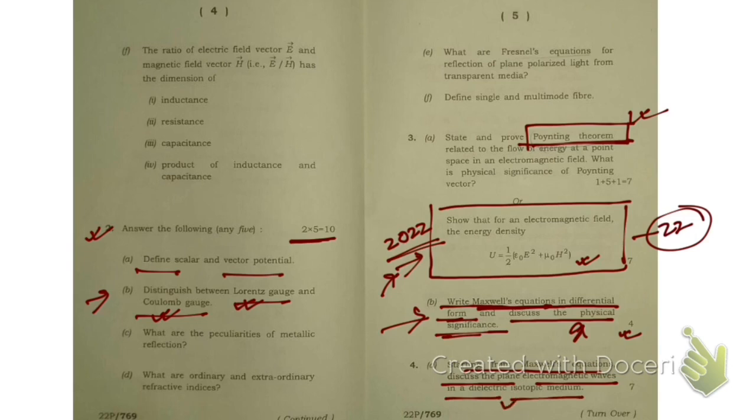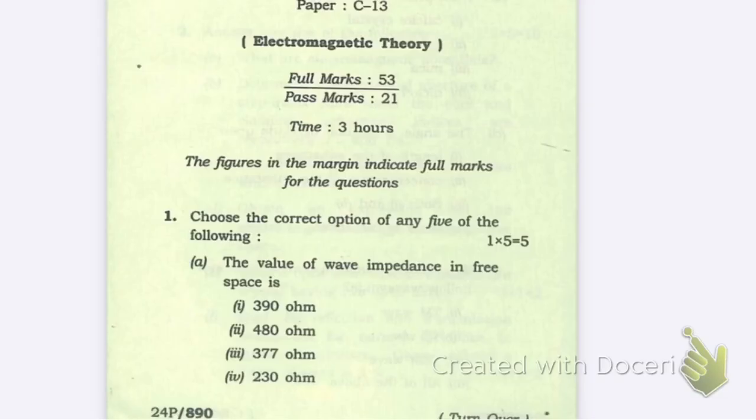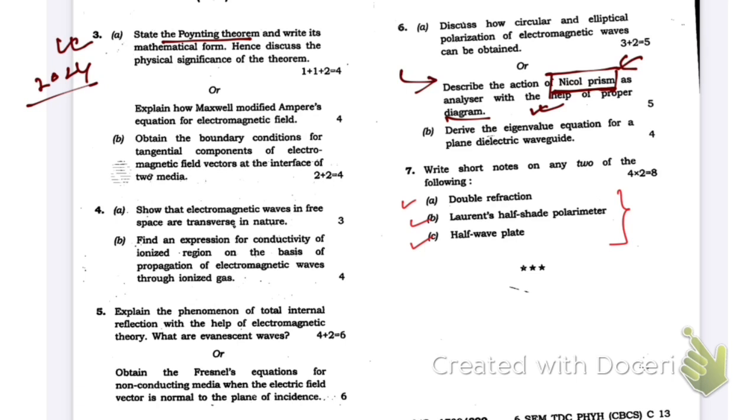So dielectric isotropic medium, then you're going to get anisotropic medium and ionized gas medium. So you have to prepare all the topics, right? Here in 2024, let me check. Okay: expression for conductivity of ionized region on the basis of propagation of electromagnetic waves through ionized gas.